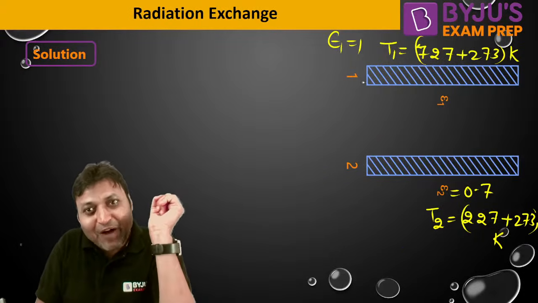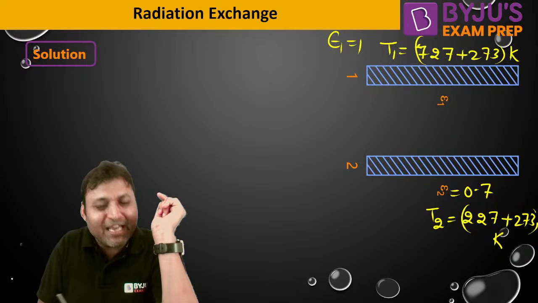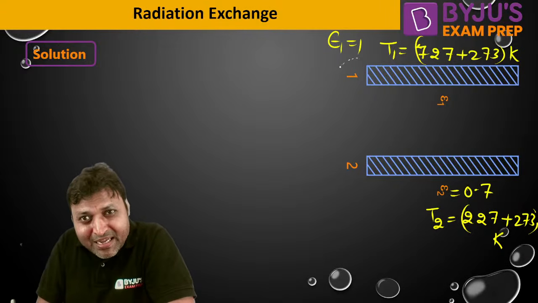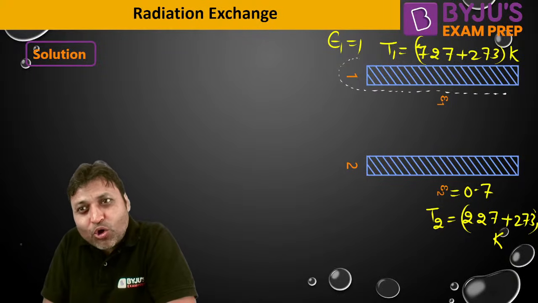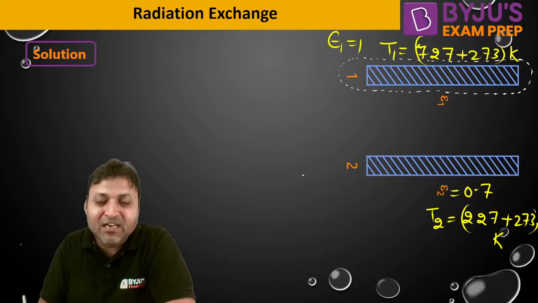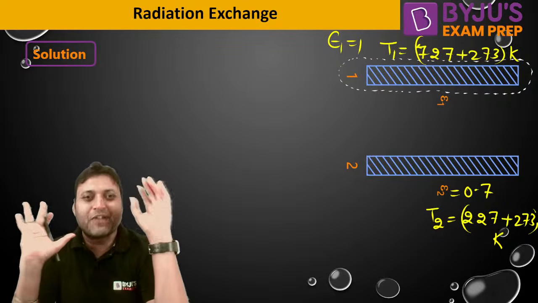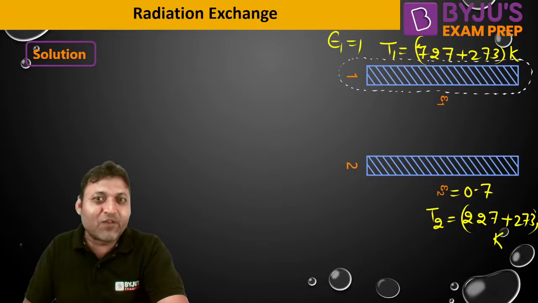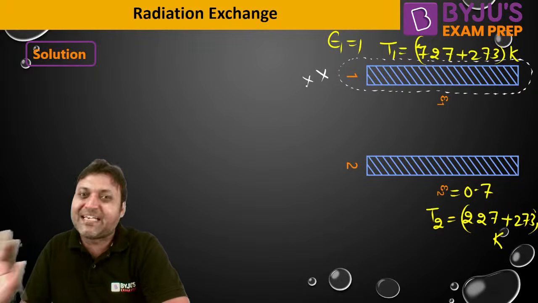Now, if we want to find out the irradiation for surface 1, try to understand. Very important. If we want to find out the insolation for surface 1, surface 1 will not be the source of radiation. All the other surfaces other than surface 1 will be the source of radiation. Then the amount of radiation incident on surface 1 will be the insolation or irradiation. So it should not be treated as a source.